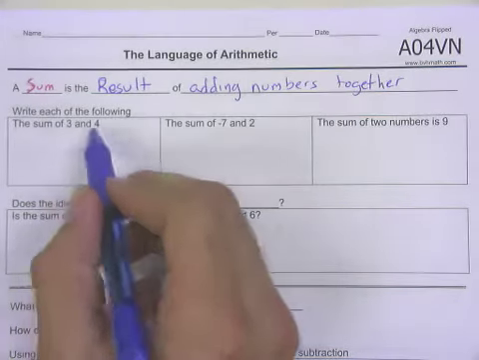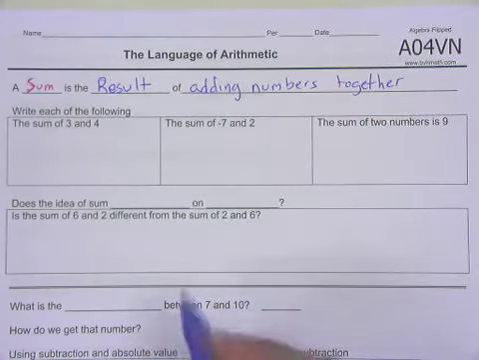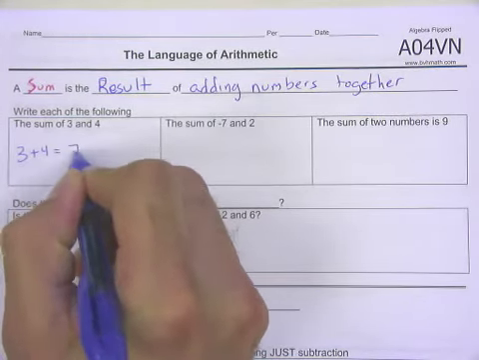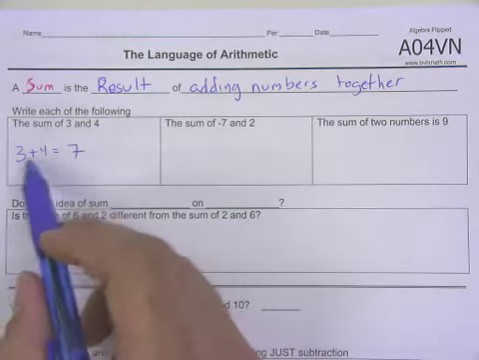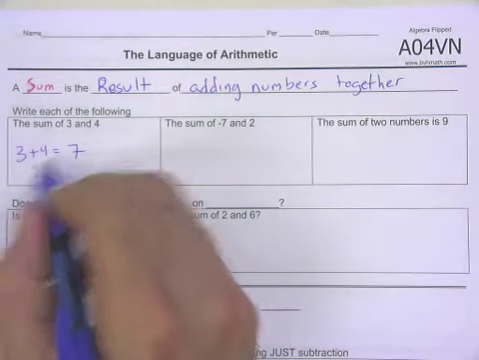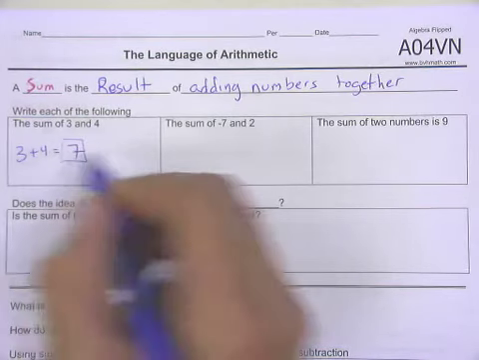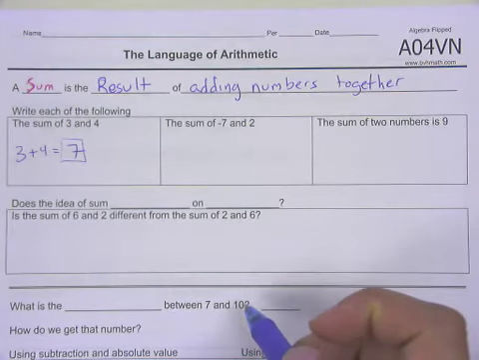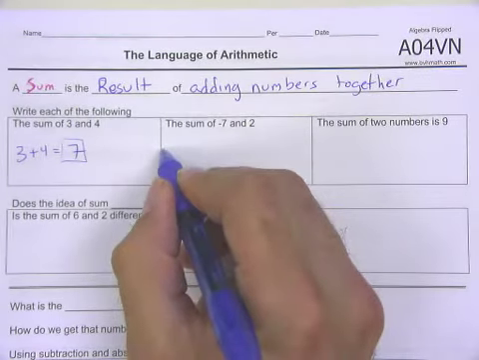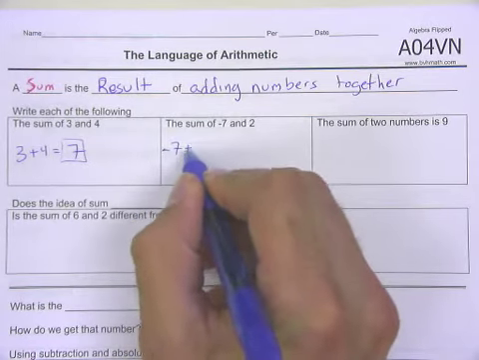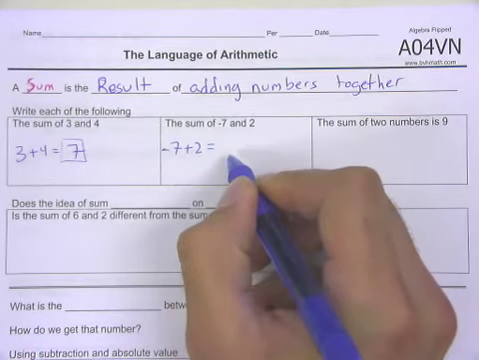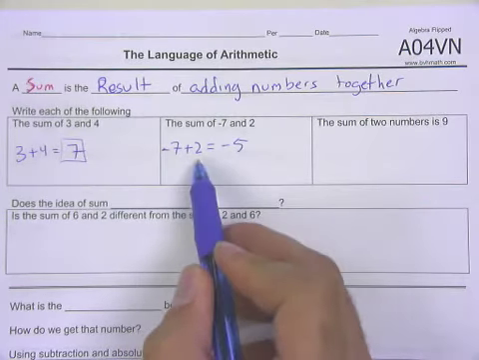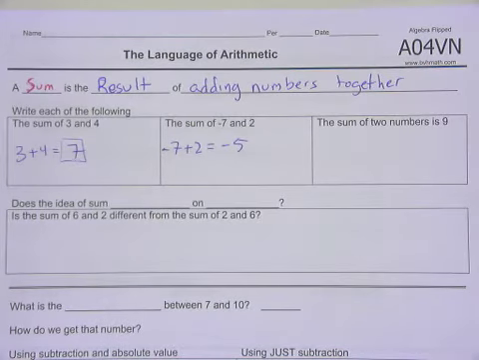All right, what is the sum of 3 and 4? Well, 3 plus 4 is 7, so the result of adding 3 and 4 is 7, which means the sum is 7. What is the sum of negative 7 and 2? Well, it would be the result of adding negative 7 and 2 together, so negative 7 plus 2, which is actually going to be negative 5. If you struggle with that addition, we're going to be working on that in the next few days.